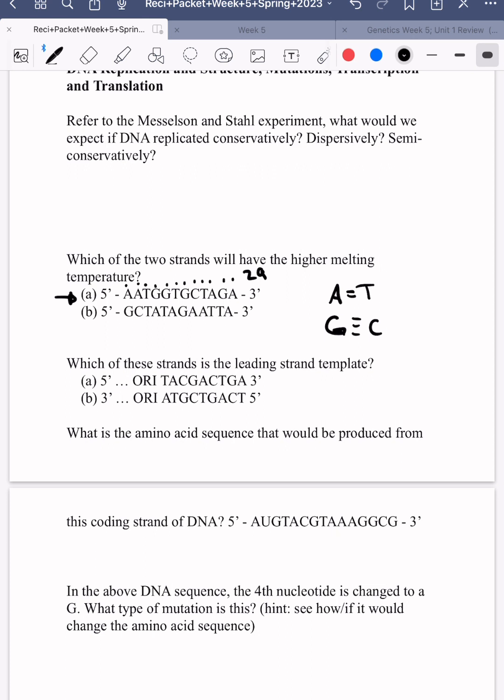For strand B, this has 3, 6, 8, 10, 12, 14, 17, 19, 21, 23, 25, 27. Strand B has 27 hydrogen bonds holding it in place. Strand A has more hydrogen bonds, stabilizing it, which means that this would have a higher melting temperature.